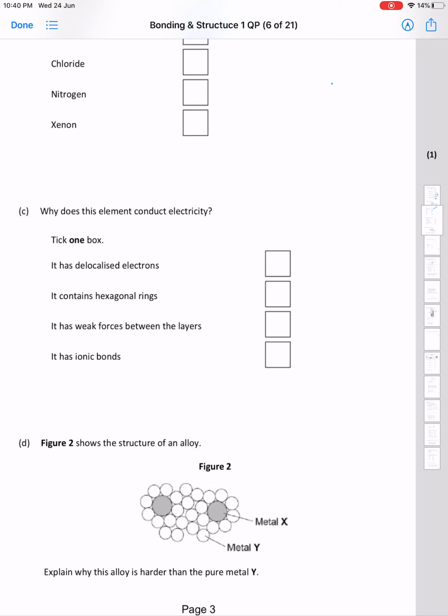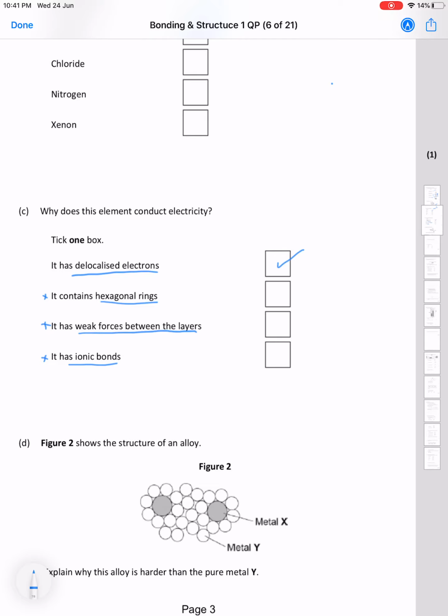So because it has a delocalized electron, not because it contains hexagon rings. That's not the reason why it can conduct electricity. There's a weak force between the layers, which is the intermolecular forces that help the layers to slide over each other, as I mentioned before, but this is not the reason why it can conduct electricity. And it does not have an ionic bond, so those 4 choices are not the right ones. Only because it has delocalized electrons can it conduct electricity. To conduct electricity, you need to have a charge that is free to move. The charge here is the electron.